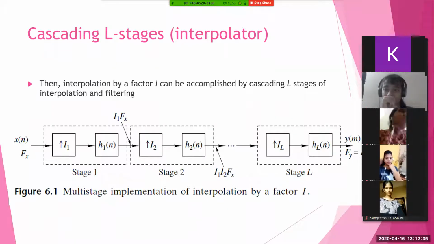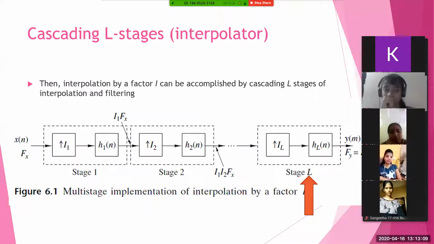And this is stage 2. Here also we have the upsampler I2 followed by its impulse response. And finally we have the nth stage, where again it is an upsampler followed by a filter. So this is the general structure of dividing an interpolator into smaller sections. So what is the upside of this? What is the advantage of this?